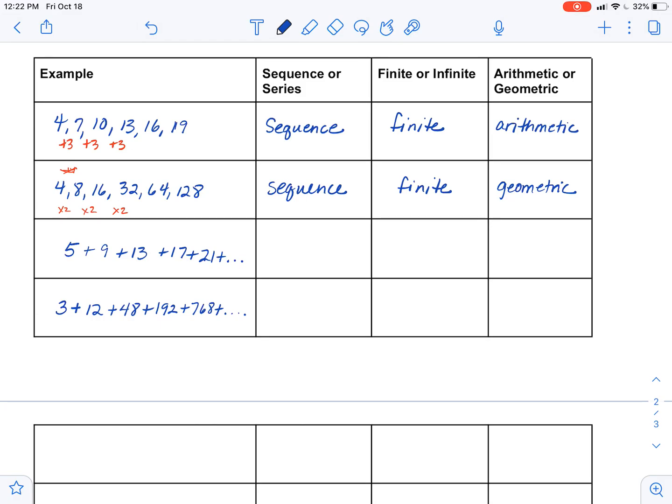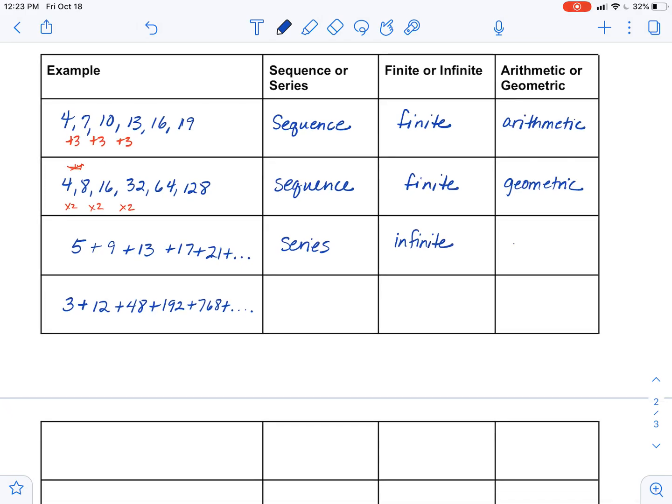Okay, the next one, again, you see that addition sign in there, so that does make it a series on there. And then you have, again, the dot, dot, dots, so that would be infinite. And then when you look at how to get from 5 to 9, you could add 4. That also works to get to 13 to 17. So we're adding 4, so it is arithmetic.